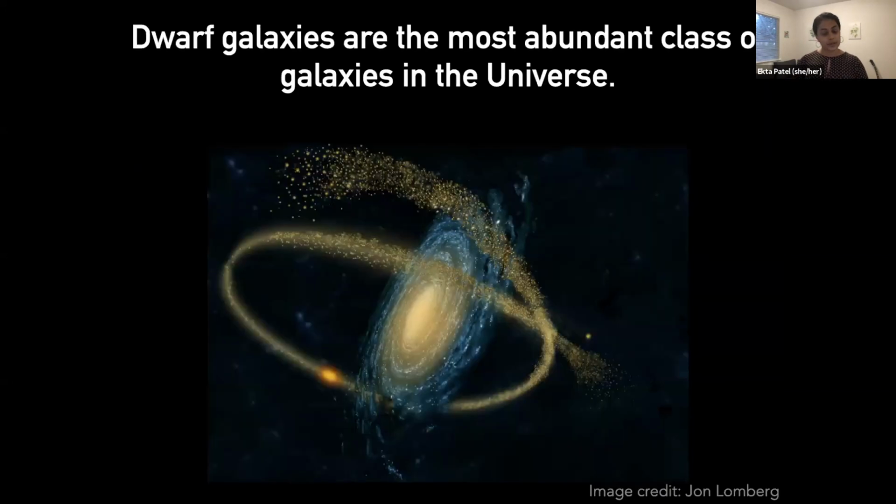So there's not only an abundance of faint low mass galaxies in the local neighborhood, but dwarf galaxies in general are also the most abundant class of galaxies in the universe. Studying these galaxies locally is really the best way to improve our understanding of low mass galaxy formation, and specifically to look at how environment affects the evolution of these galaxies.